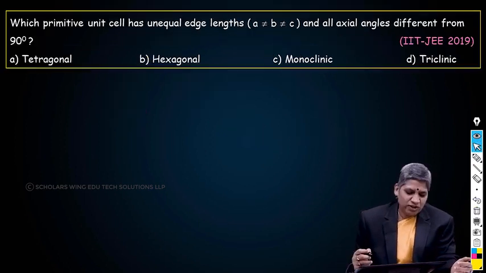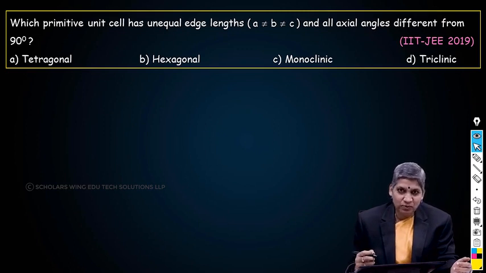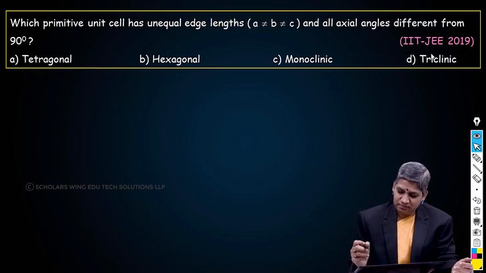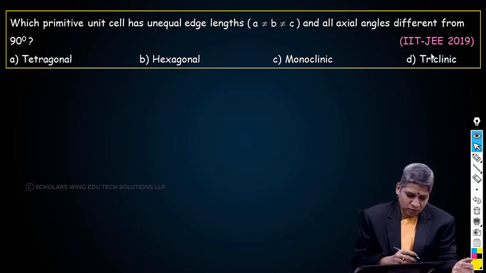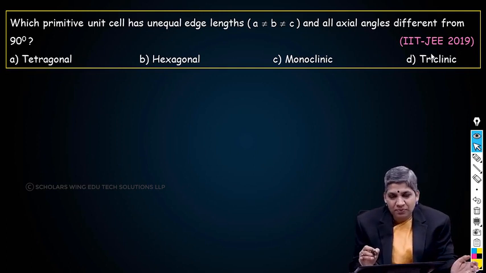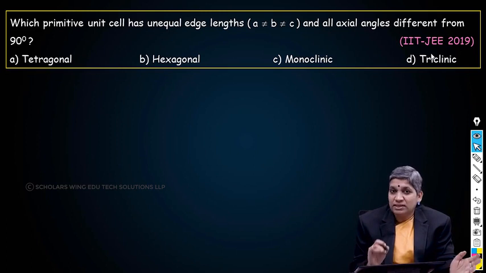With that note, which primitive unit cell has, see once again, unequal edge lengths, A not equal to B not equal to C, and all axial angles different from 90. This is again taken from IIT 2019. Look at this. It's a recent question paper, right? And the options are tetragonal, hexagonal, monoclinic, triclinic. If you are not thorough with the concept, if you have forgotten the 7 crystals, which is really confusing, that's why I gave the trick.